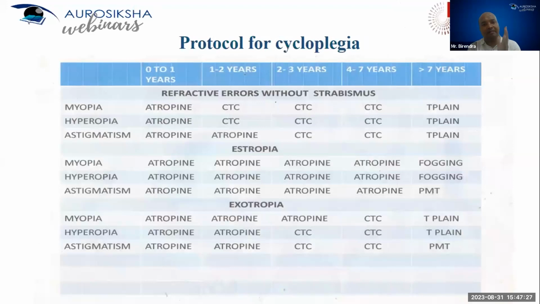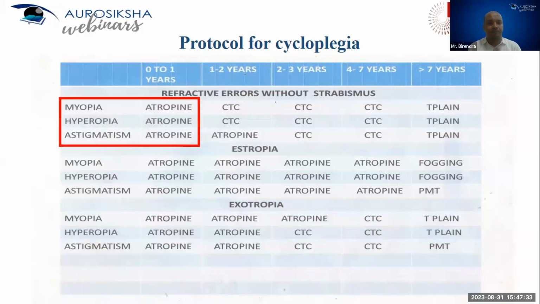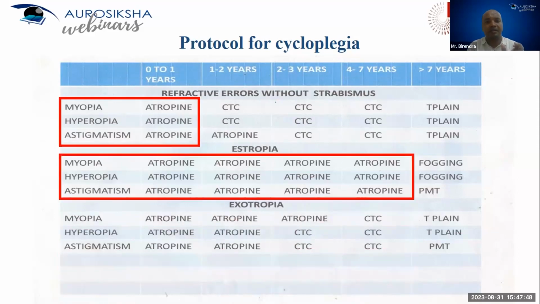In this slide, I am explaining what kind of cycloplegic drugs to use in a particular age group. If the patient has no squint and you find the gross refractive error is more than 2 diopter, then you need to do atropine refraction till the age of 1 year. After that, you can use cyclopentolate drops for cycloplegic refraction. In esotropic condition, for the 1 to 7 years age group, use atropine eye ointment 1% for 3 days application as per need.